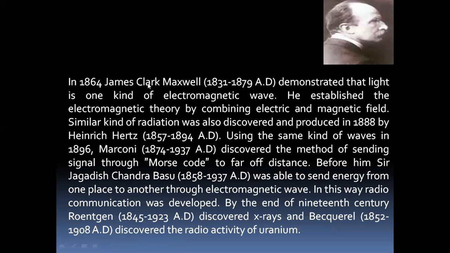James Clerk Maxwell demonstrated that light is one kind of electromagnetic wave. He established the electromagnetic theory by combining electric field and magnetic field. A similar kind of radiation was also discovered and produced by Hertz. Using the same kinds of waves, Marconi discovered the method of sending signals through Morse code over a very far distance. Before him, Sir Jagadish Chandra Bose was able to send energy from one place to another through electromagnetic waves.